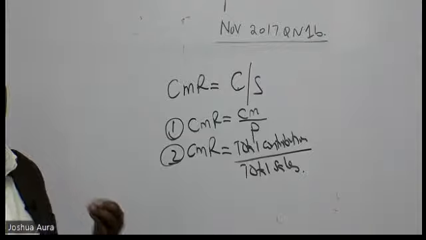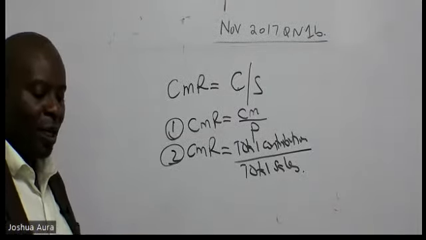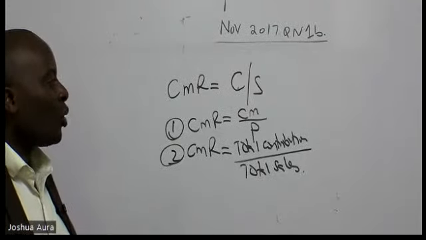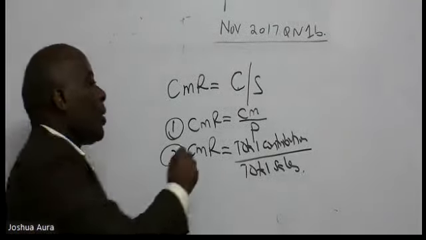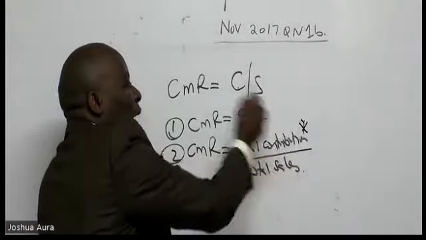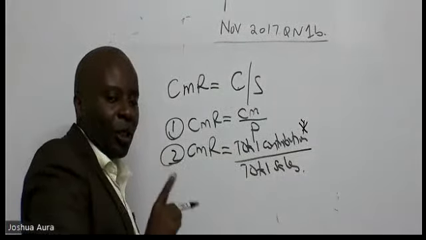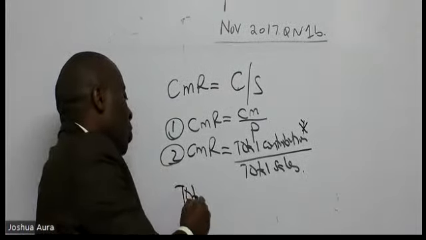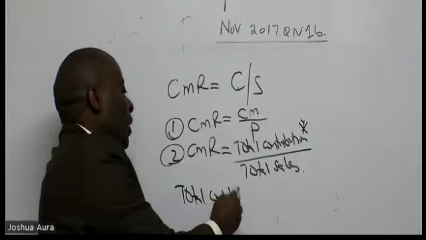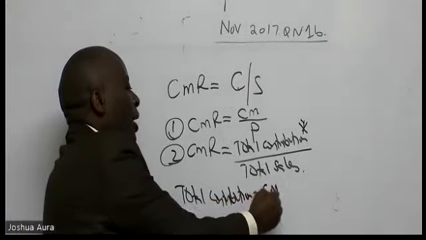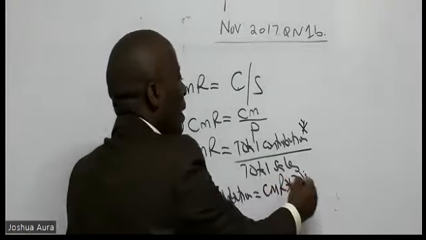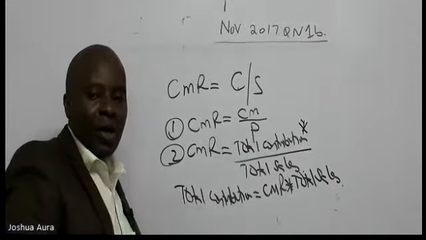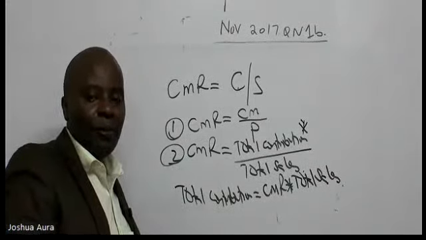The low-hanging fruit here will be to get the total contribution from each product. So could you kindly make total contribution the subject of the formula from the second equation? From the second equation, the total contribution will be equal to CMR times total sales.